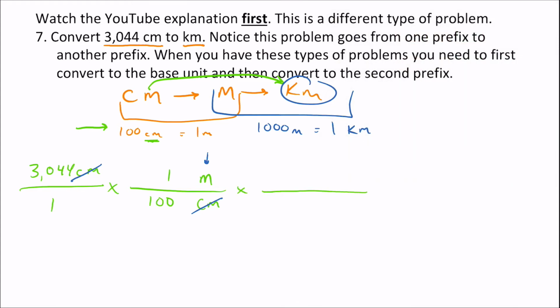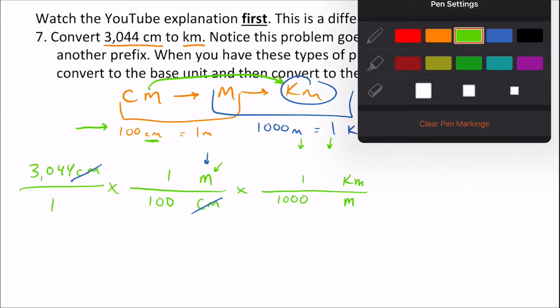We put another X and line, and now, since meters is up here, we're going to put meters on the bottom because we don't want meters. We want kilometers. Can we go from meters to kilometers? Yes, which is why we're going to put kilometers on the top now. Now we fill in our numbers from here. So it's 1 kilometer and 1,000 meters. And now we can finish this problem.